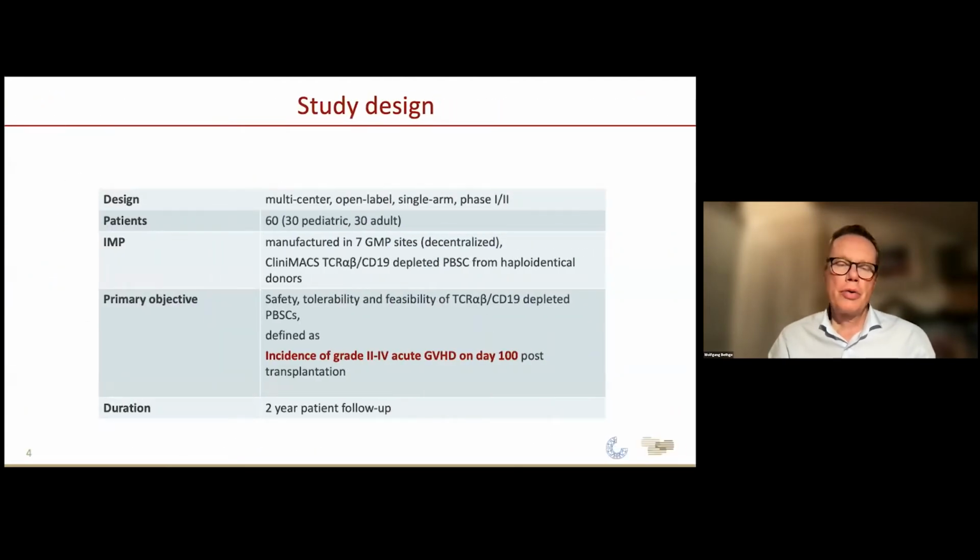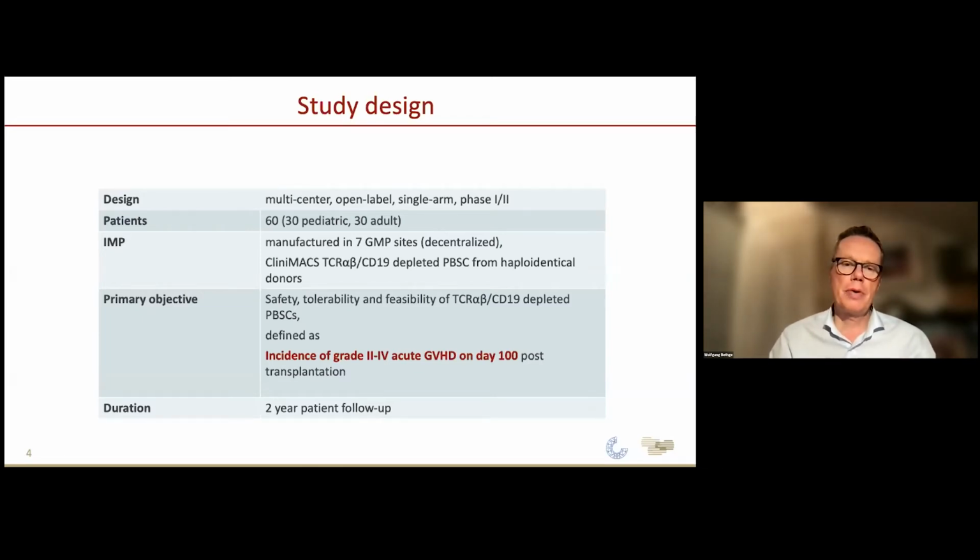What I show here today is the adult part of a multi-center open-label single phase 1/2 study, which was sponsored by Miltenyi in Germany and one site in the Netherlands. We enrolled up to 60 patients into this trial, 30 pediatric and 30 adult patients. And the manufacturing was happening decentralized in 7 GMP sites throughout Germany and the Netherlands. And the main aim of this study was to show safety and feasibility in a multi-center, multi-production site setting.